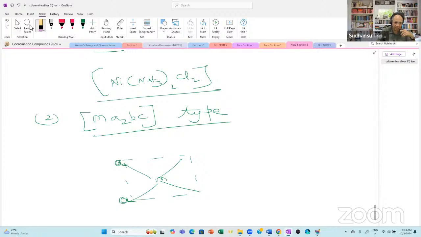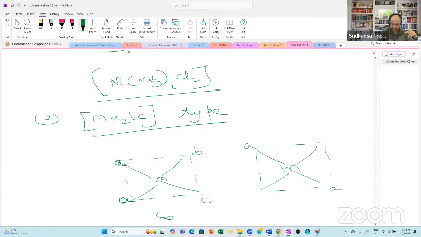If AA are on the same side and BC also on the same side, this is cis. And if you have AA on the opposite side and BC on the opposite side, this is trans.